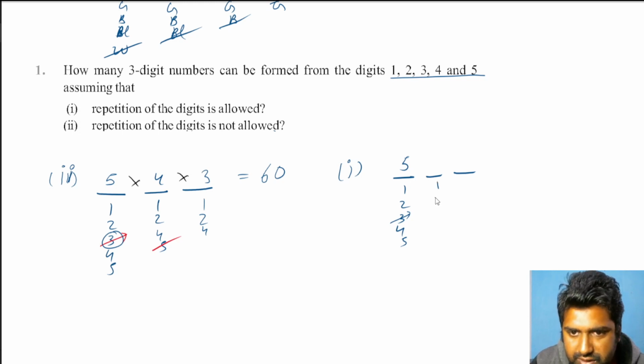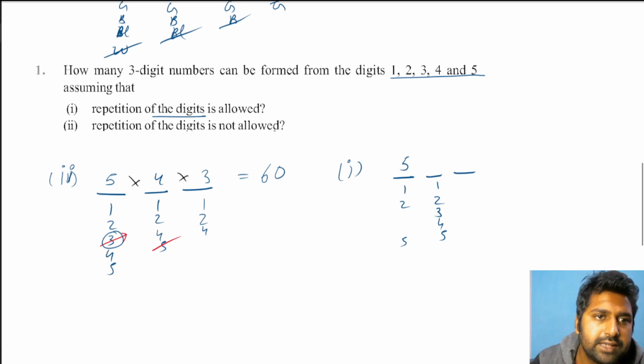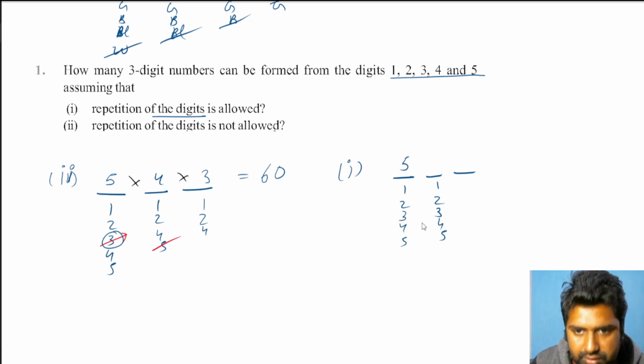So for the second position, still 1, 2, 4, 5 is there, and 3 is also available, because the question says that the repetition of the digit is allowed. So there is no point in cutting the number that is being used. So in the case of repetition being allowed, just write the number of options, 1, 2, 3, 4, 5. For the second position, again 5 options are there. For the last one also 1, 2, 3, 4, 5. So basically 5 into 5 into 5, which is 125, or 5 raised to power 3.